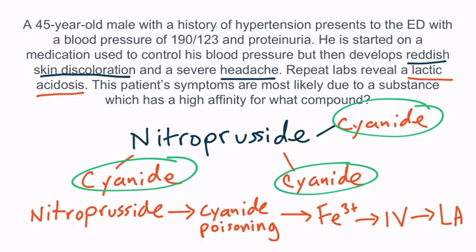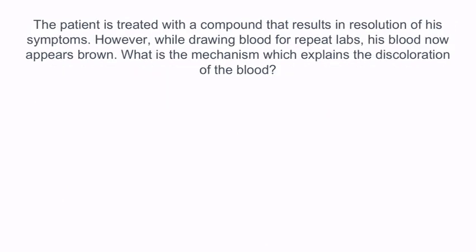Okay, let's do another question. The patient is treated with a compound that results in resolution of his symptoms. However, while drawing blood for repeat labs, his blood now appears brown. What is the mechanism which explains the discoloration of the blood?